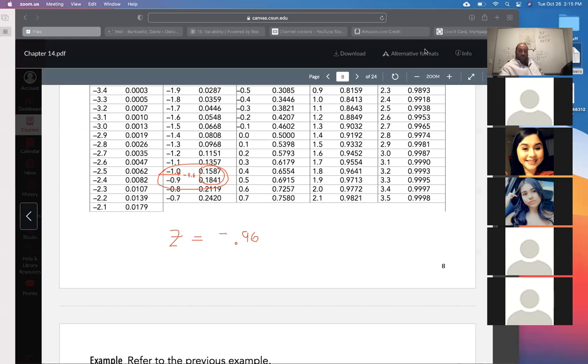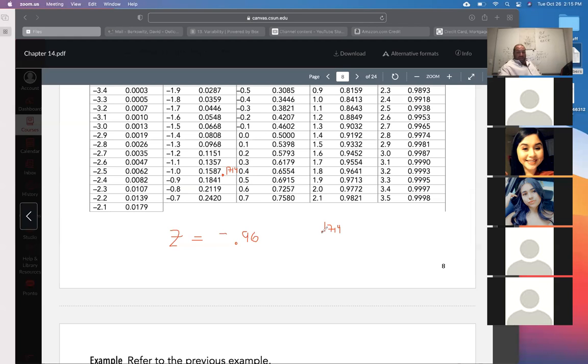How do I find the number halfway in between? Add them and divide by 2. And when I do that, just for the record, that gives me 0.1714. That's a pretty good first approximation, 0.1714.